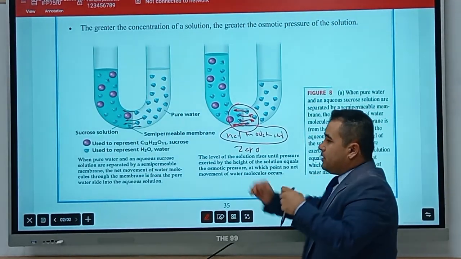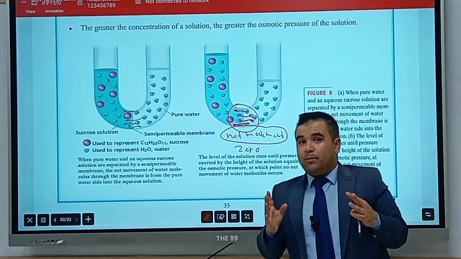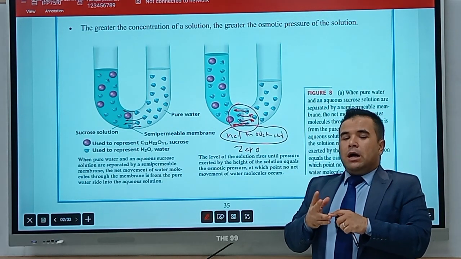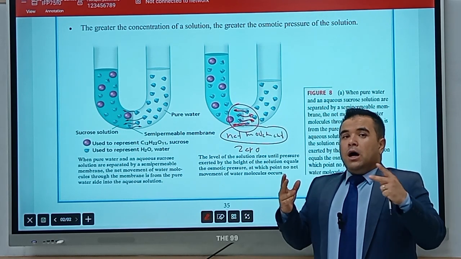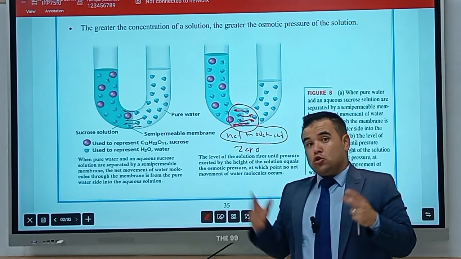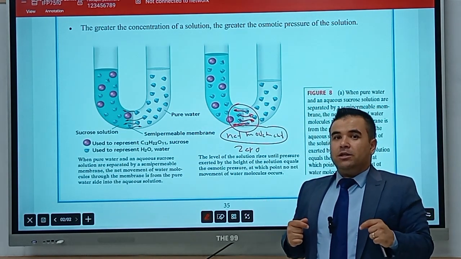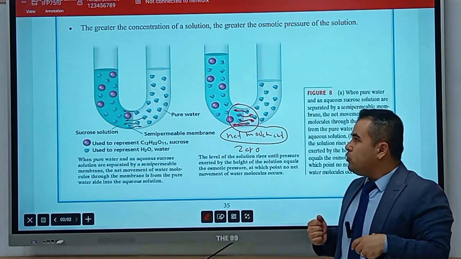So here we discussed the semi-permeable membrane. We said it divides the solutions from each other. Second, we discussed the function of the semi-permeable membrane. We said it allows the passage of small-sized particles, which are the solvent in our case, and blocks the passage of the large-sized particles because it has porous membranes. In our case, it's the solute.